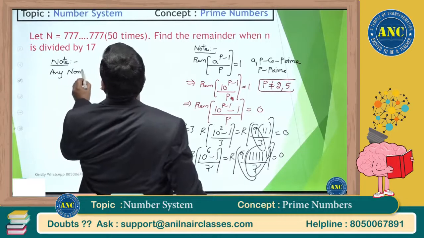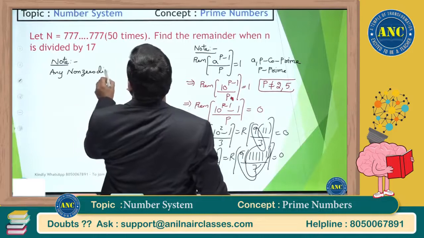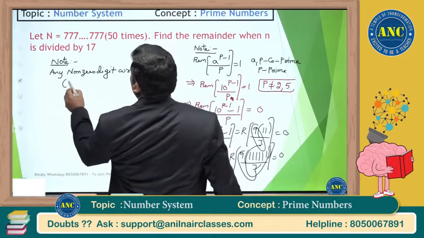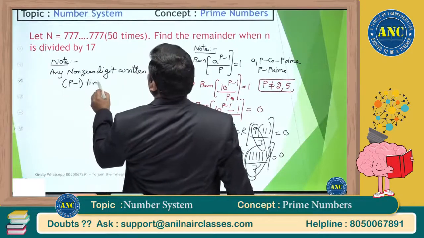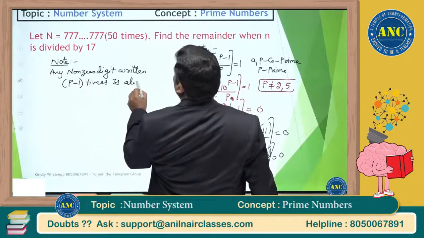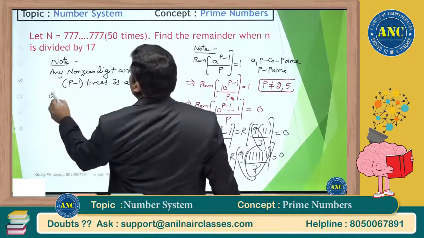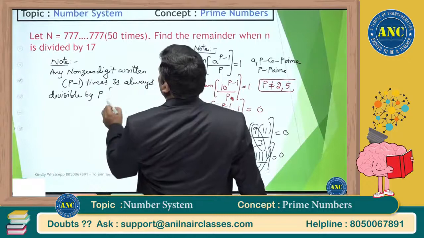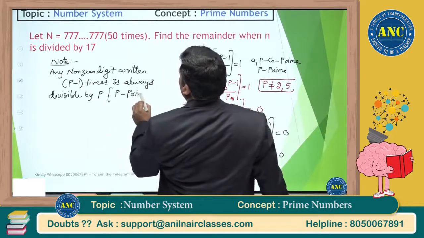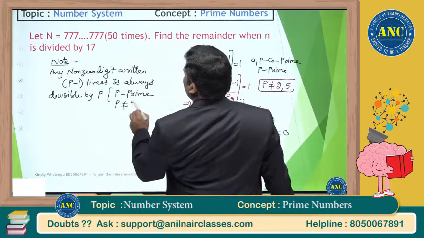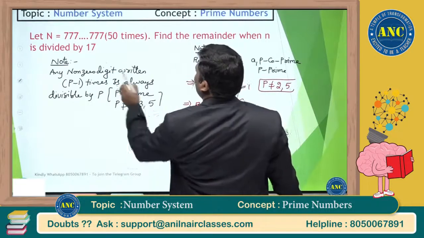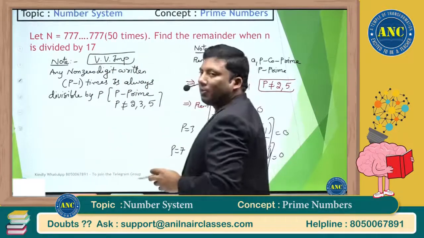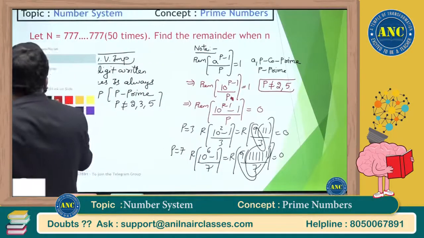Any non-zero digit written p minus 1 times is always divisible by p if p is prime. If p is prime, p not equivalent to 2, 3, 5. Very, very important key point. By knowing this key point, you can solve a lot of questions very, very fast.